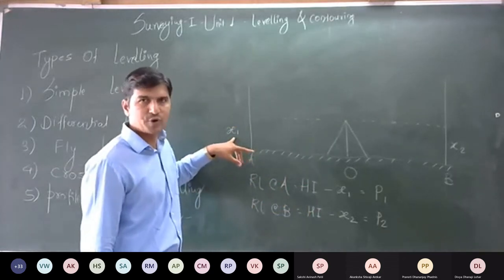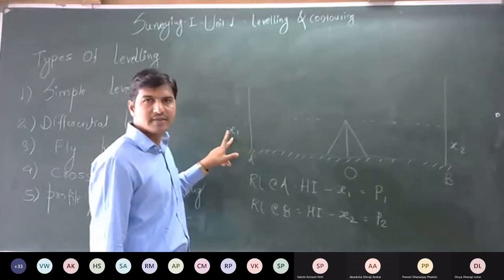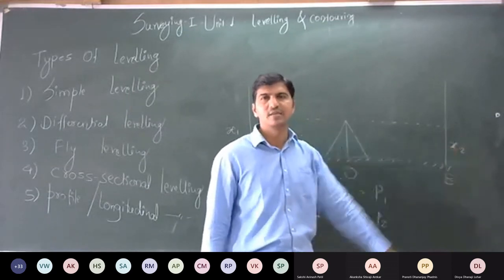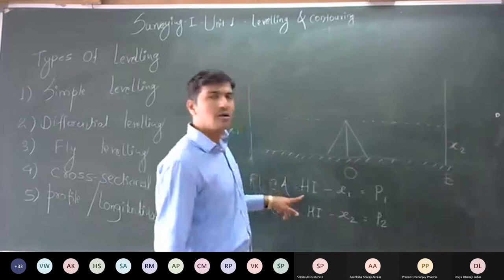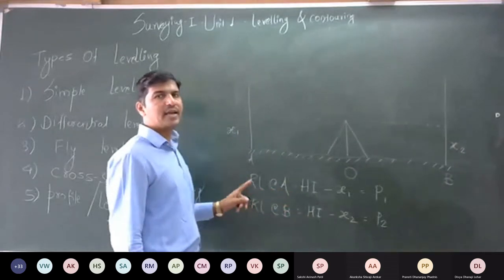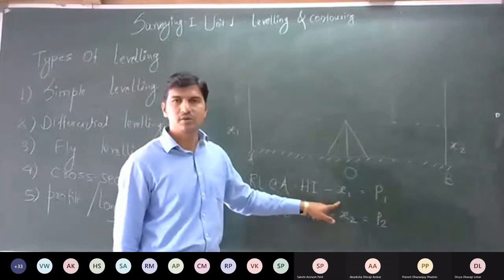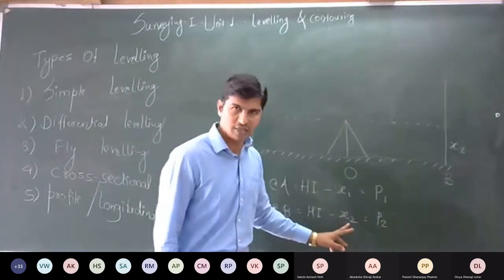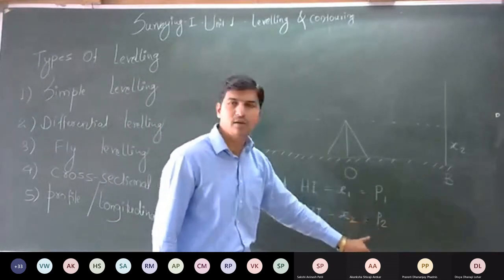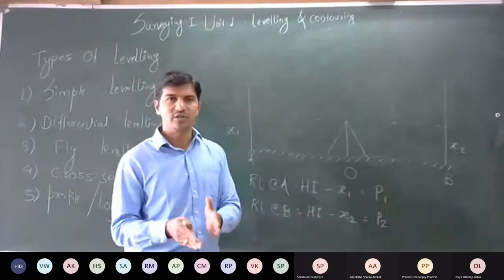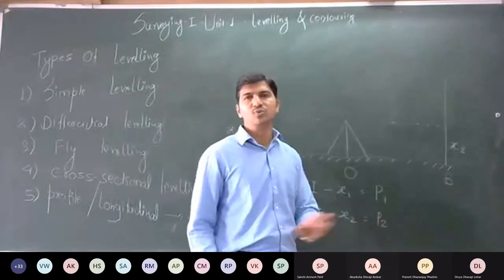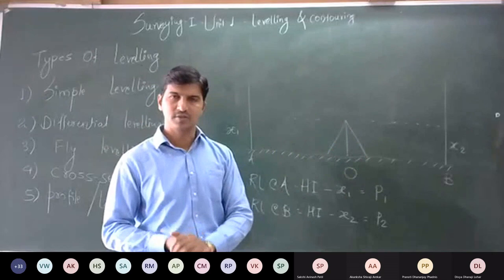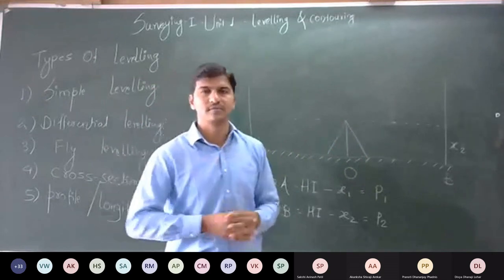Observe the staff kept at point A. Say the reading is x1. Observe the staff at point B. Say the reading is x2. Then, to find the RL of point A and point B, just reduce the observations: HI minus x1, HI minus x2 to get RLs P1 and P2. Just find the difference between RL P1 and P2. You will get the level difference between these two points. This is about simple leveling.